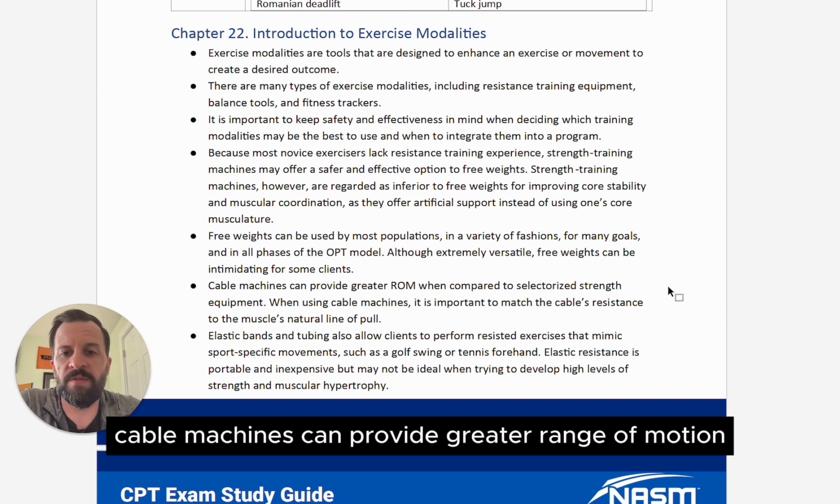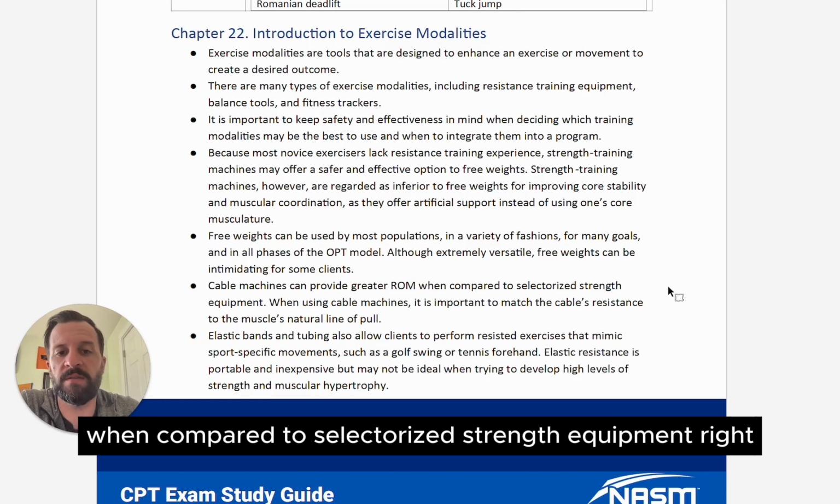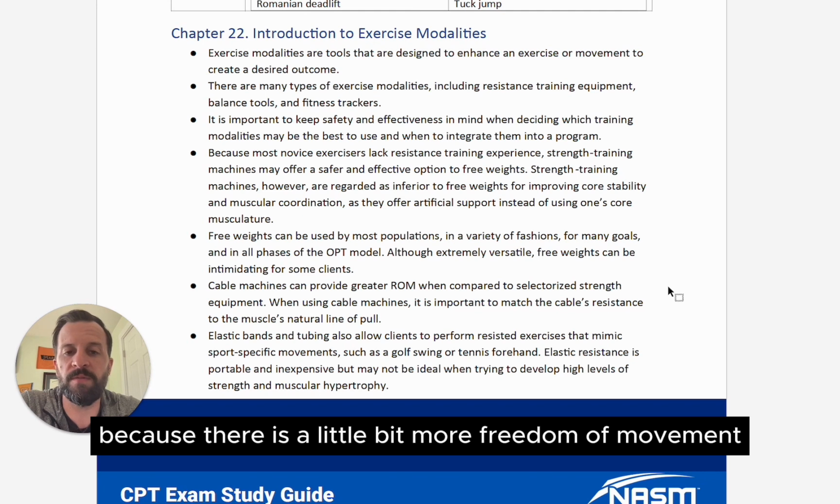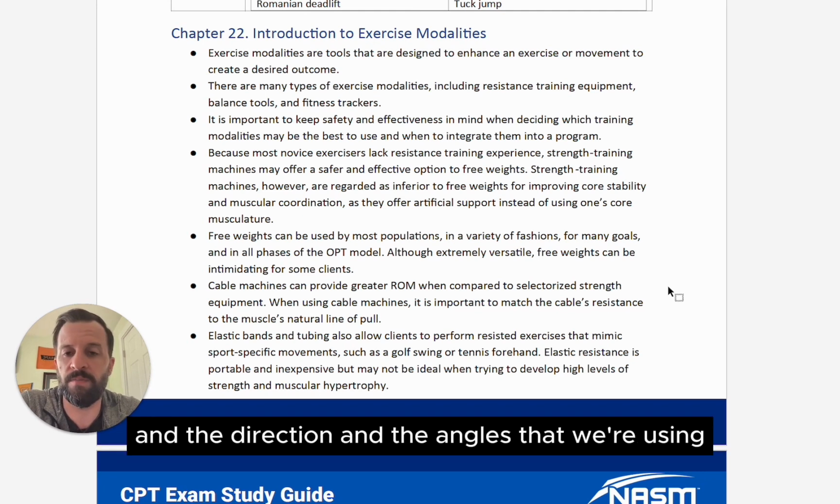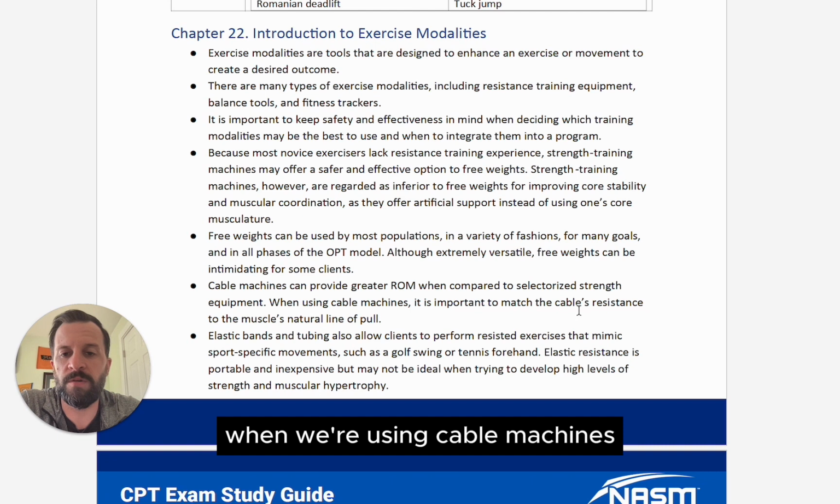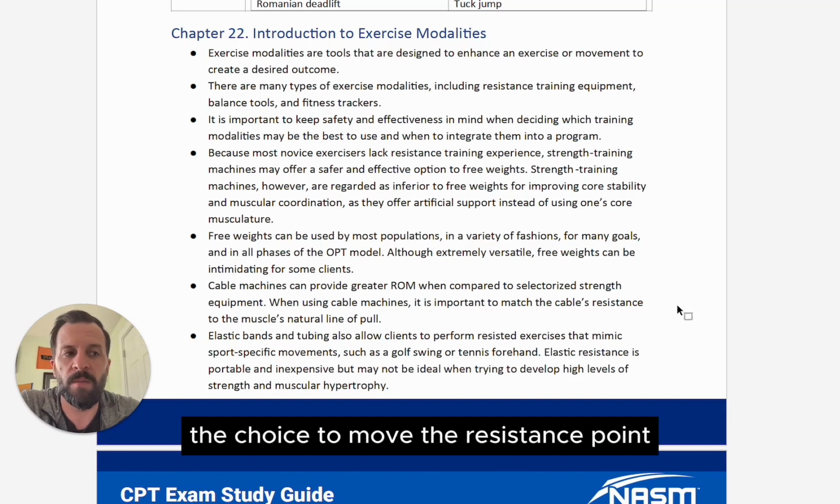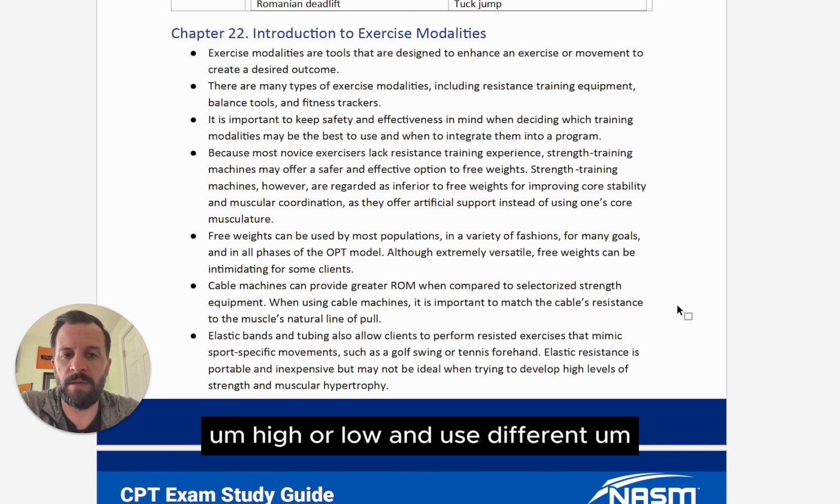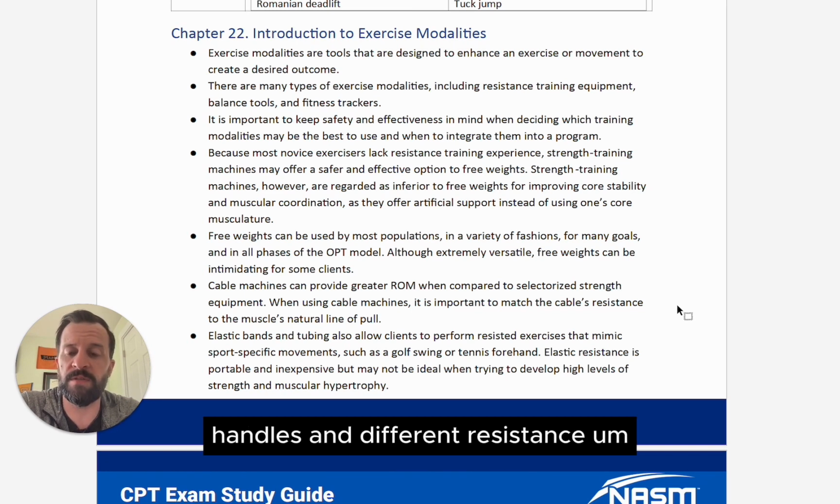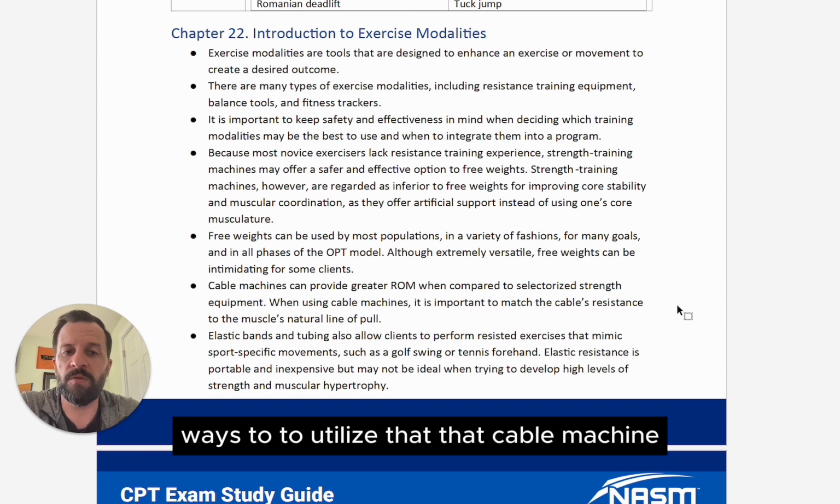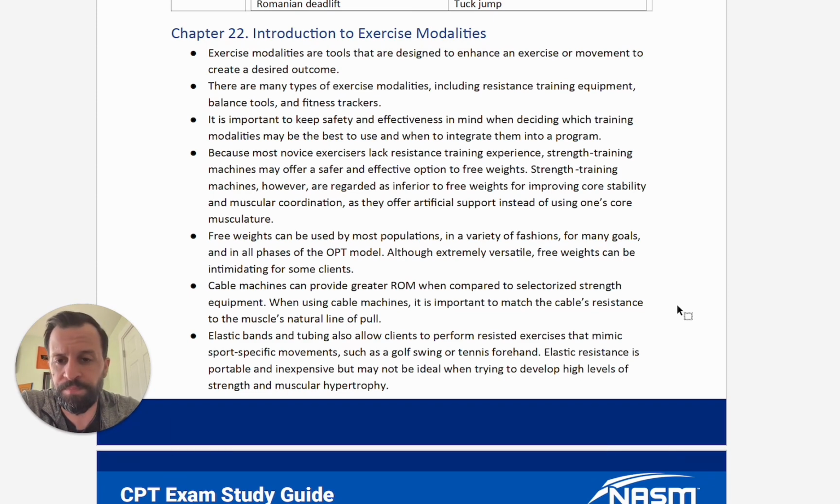Cable machines can provide greater range of motion when compared to selectorized strength equipment, right? Because there is a little bit more freedom of movement in the direction and the angles that we're using. Just be mindful that when we're using cable machines, it's important to match the cable's resistance to the muscle's natural line of pull. So you generally have the choice to move the resistance point high or low and use different handles and different resistance ways to utilize that cable machine.